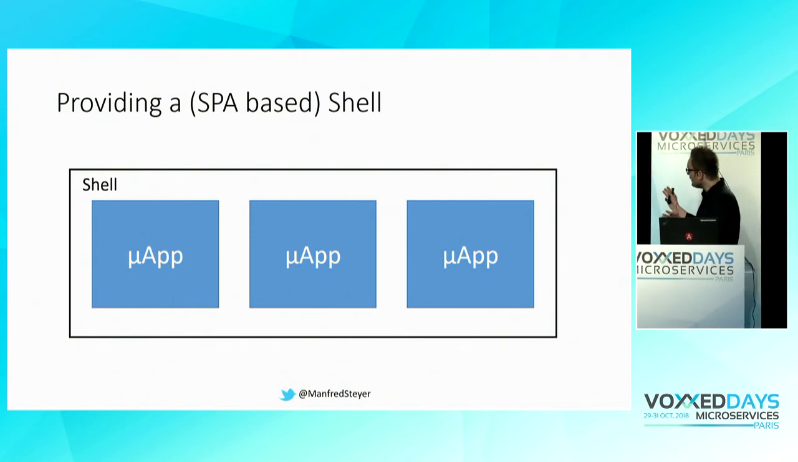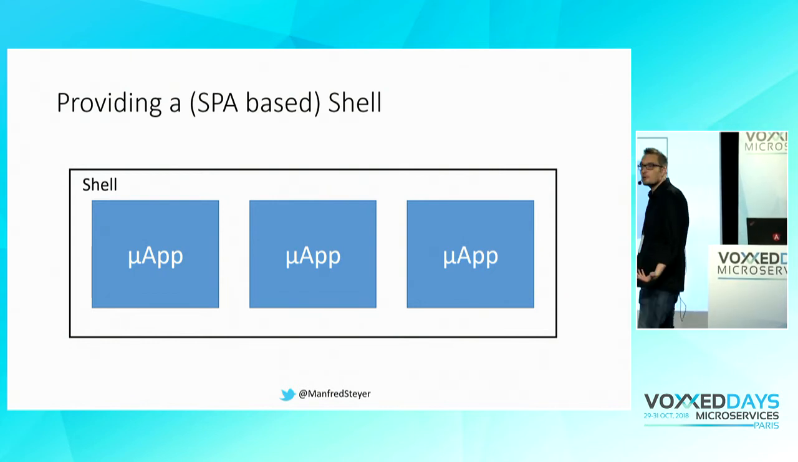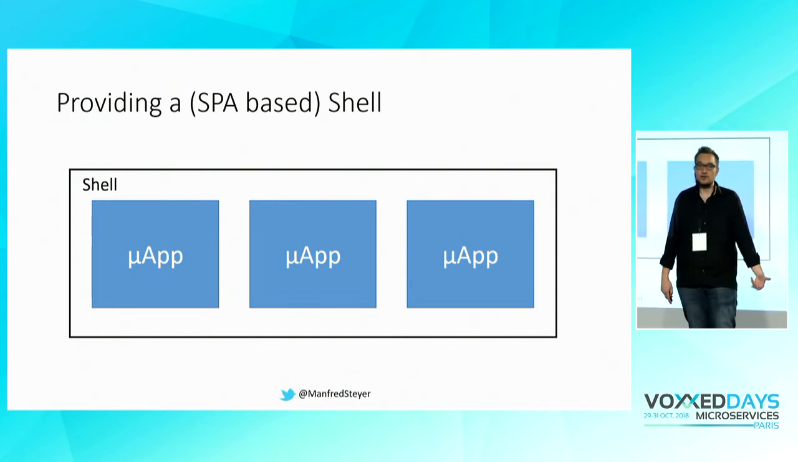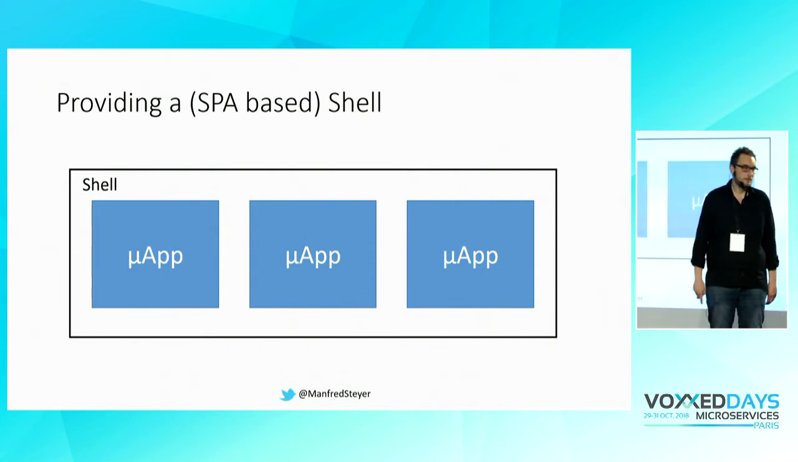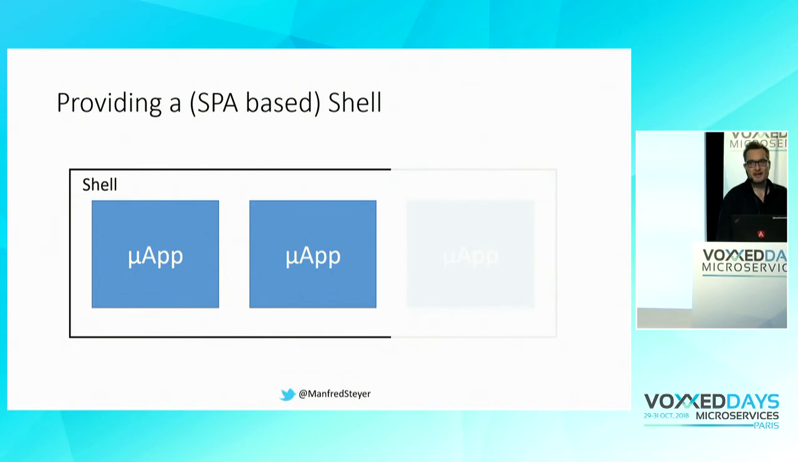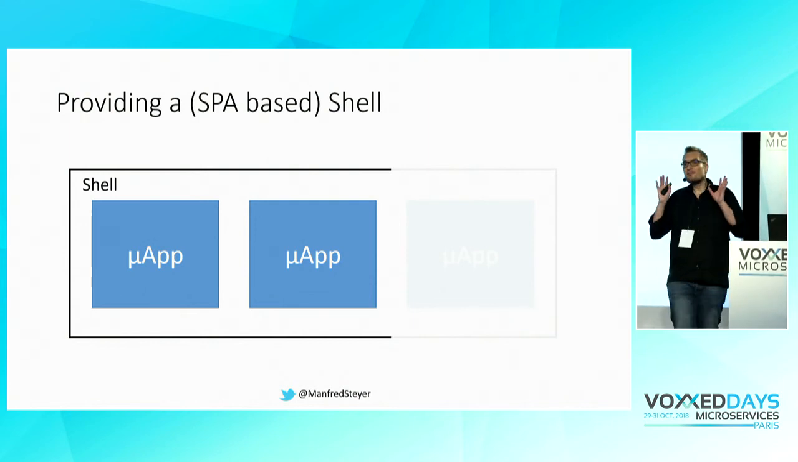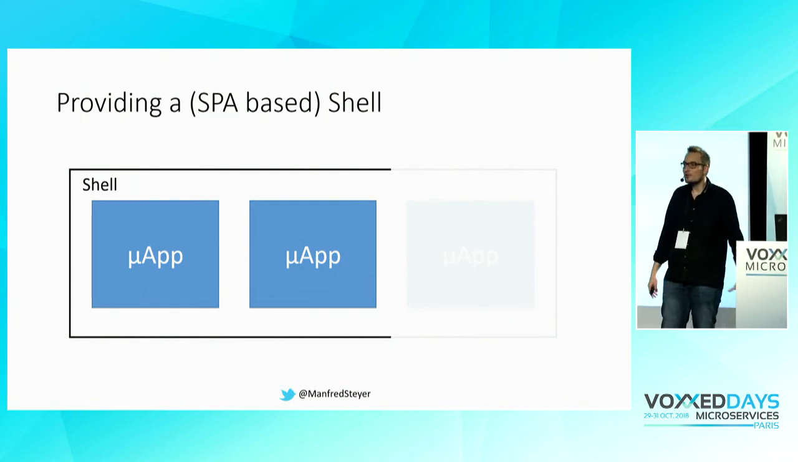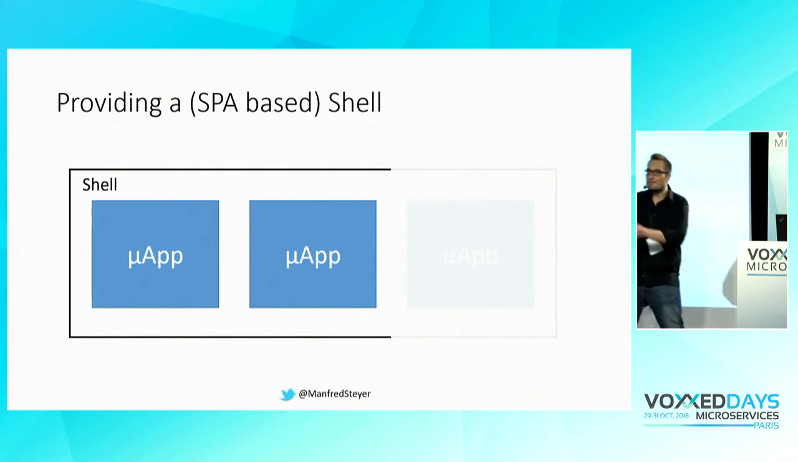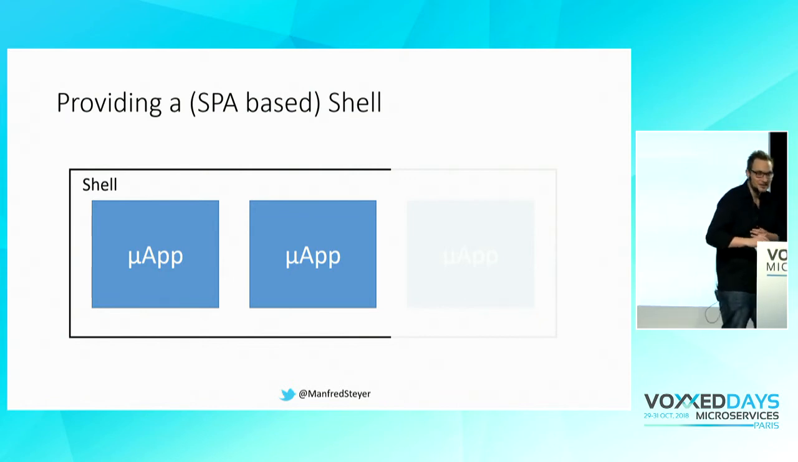You have this shell, it is a single page application on its own, and on demand it loads other single page applications, other micro apps. And for this approach, you have more or less two implementation strategies. I will start here with the most ugly strategy. What do you think? What is the most ugly strategy to load a single page application in the middle of another single page application? Iframes, yeah, you've said it.